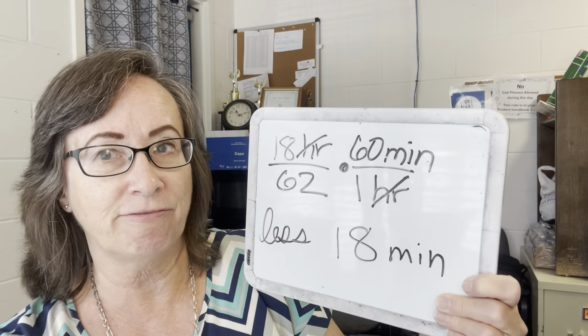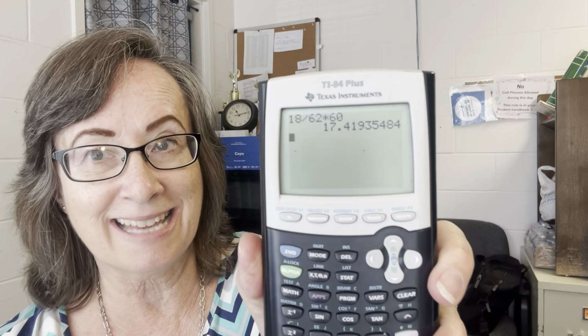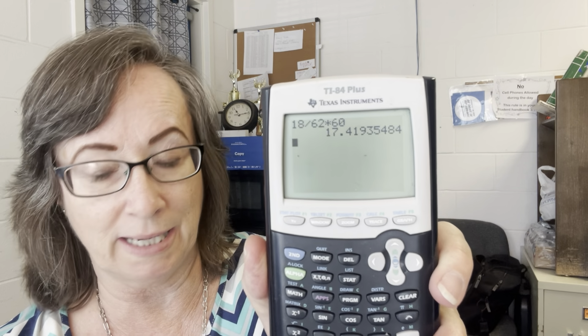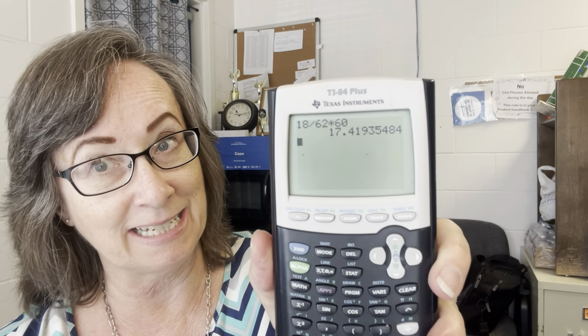Okay, now, can I find the exact? I'm going to do it on my calculator, but exactly, where's my calculator? Oh, there it is. Okay, I would take my 18 and divide it by my 62 and multiply it by my 60, and I get 17.4 minutes, which is less than 18 minutes that we approximated.